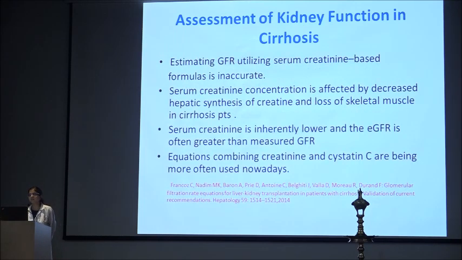Now, how do we do the assessment of kidney function in cirrhosis? Estimating GFR utilizing serum creatinine-based formulas is usually incorrect because serum creatinine concentration is affected by decreased hepatic synthesis of creatine and loss of skeletal muscle in cirrhotics. So serum creatinine is inherently lower, and estimated GFR is often greater than the measured GFR. So equations combining creatinine and cystatin C are being more often used nowadays.